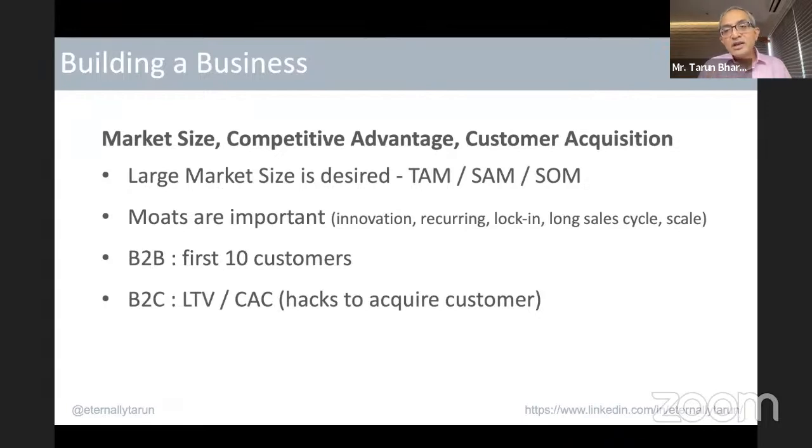For example, if it is a cloud service and I have migrated all my data to a certain cloud, now going back, churning out and moving from Amazon to Microsoft to Google, it's a huge, huge deterrent. So it's not easy for me to switch customers so easily. So that could be a moat, for example. Long sales cycle, not everybody wants to go through a long sales cycle, specifically when it comes to B2B products, right? Now, of course, businesses could be B2B or B2C.